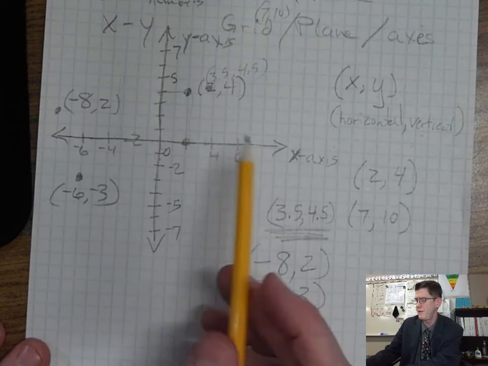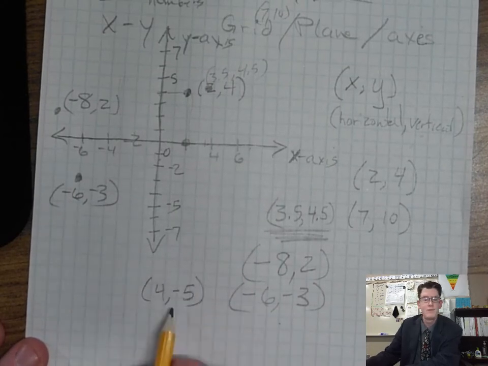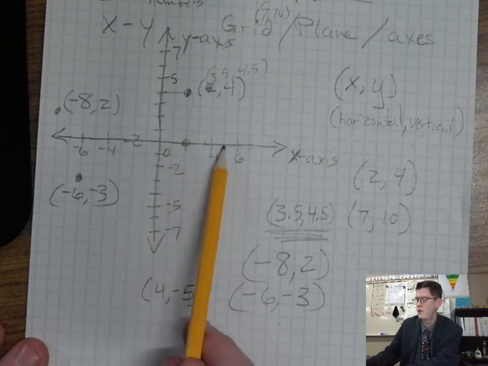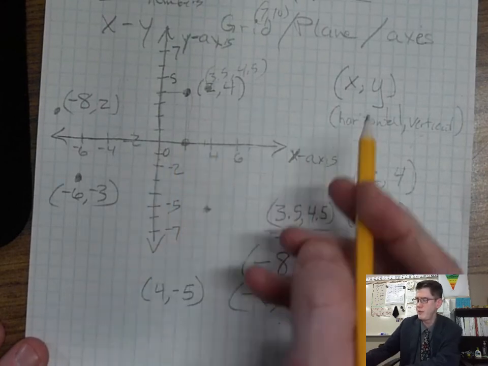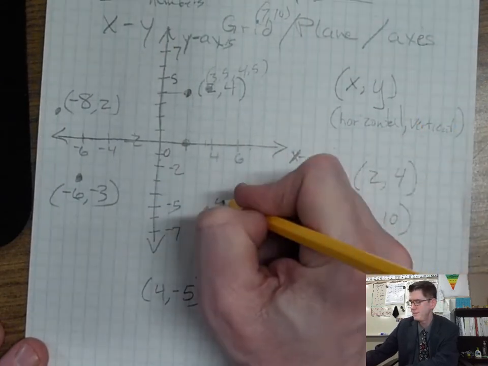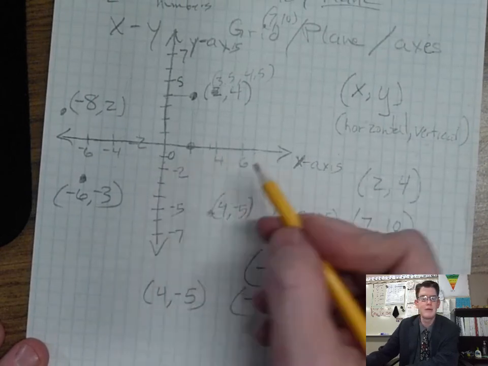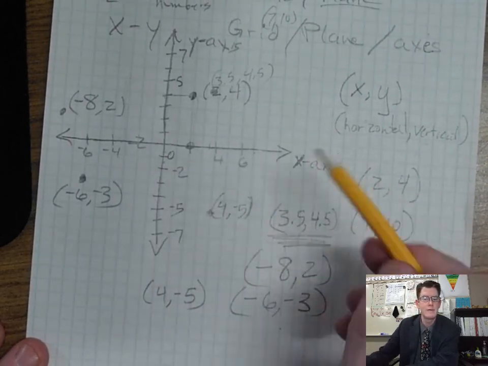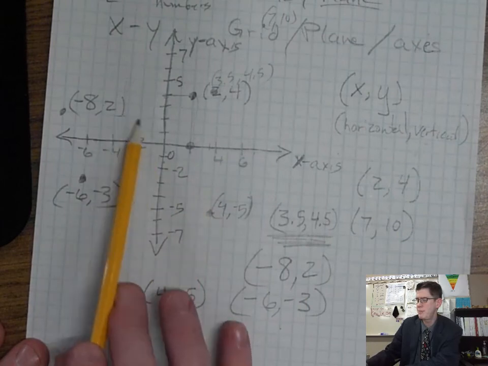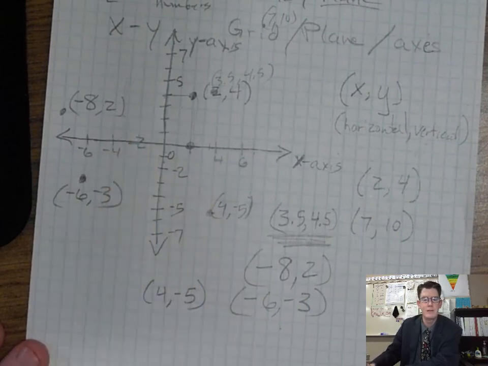And then over here, if I did the point (4, -5). I go over 4, and then -5, I come down here. This is the point that lines up with (4, -5). And you can see on here, the X's are positive, but the Y's are negative. So kind of the opposite of over here where the X's are negative.